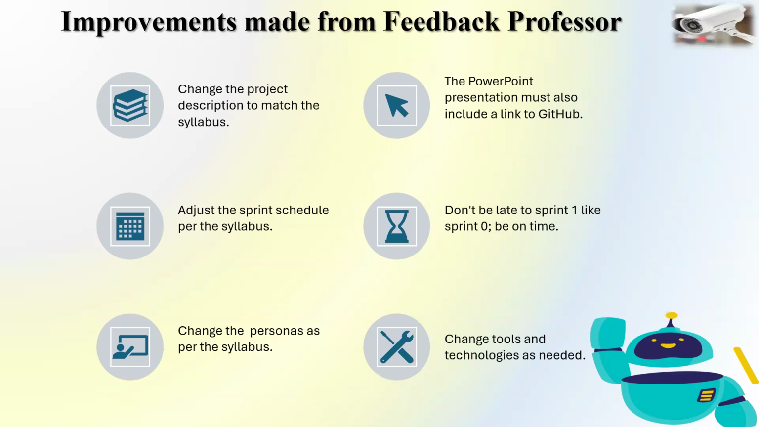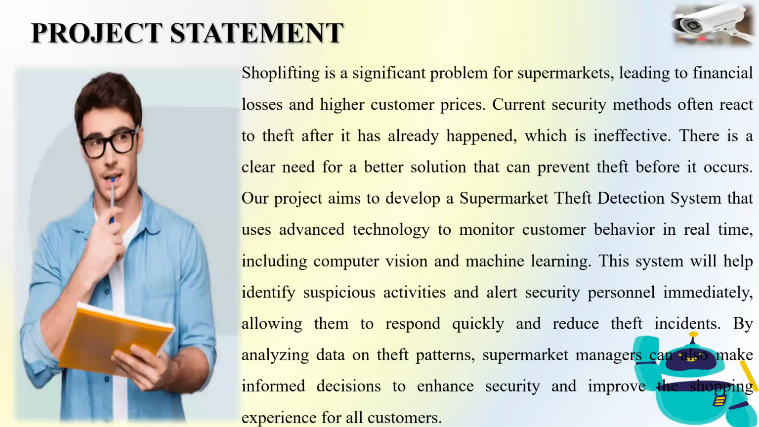The details of some improvements will be explained in the PPT. We have changed the project description to match the syllabus. In the previous presentation, we hadn't included our GitHub link, so that is added in our current sprint1 presentation. We have changed some other slides too, which will be taken care of in the coming PPTs. From here, the project statement will be explained by Shiva.